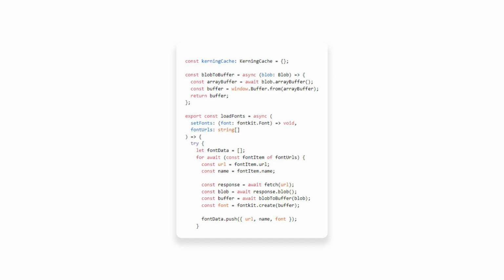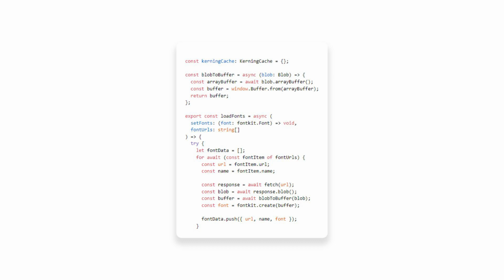2. Blob to buffer conversion. Blob to buffer is an asynchronous function that converts a blob object into a buffer. It uses blob.arrayBuffer to read the blob as an array buffer, which is then converted into a buffer using the window.buffer.from method. This is necessary for compatibility with FontKit.